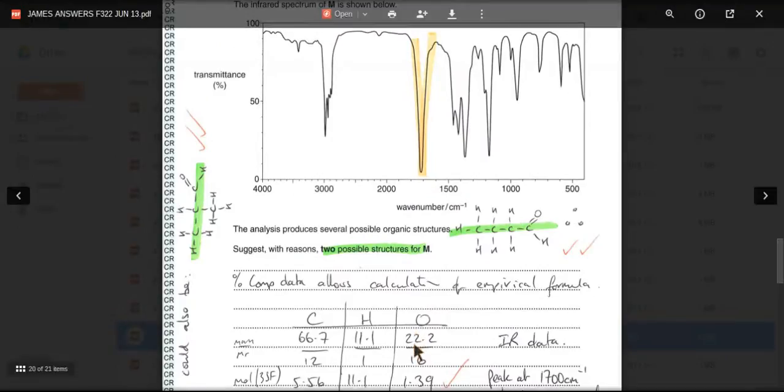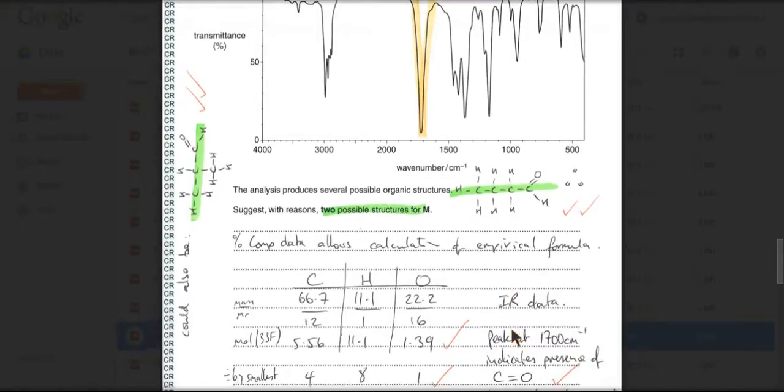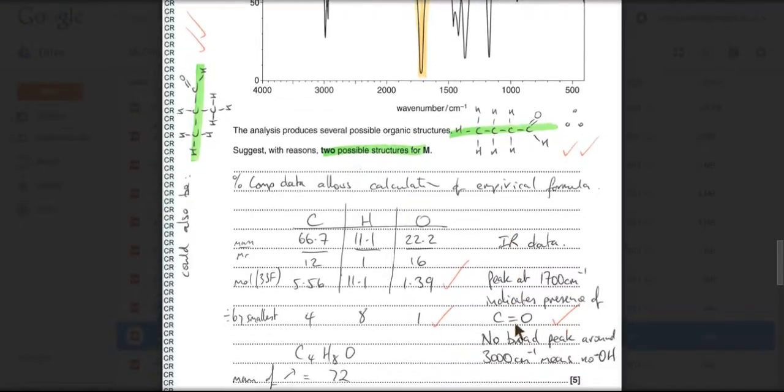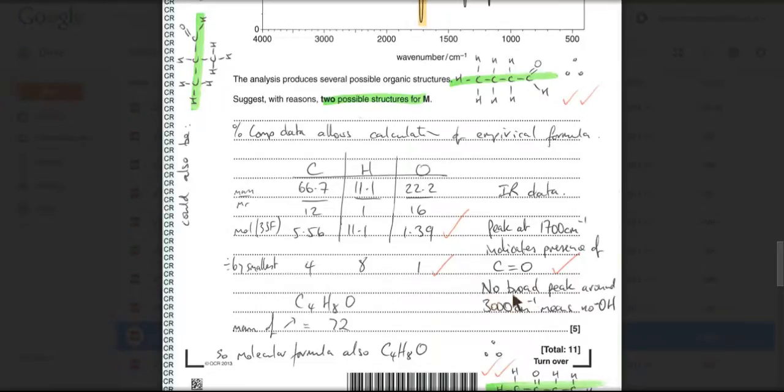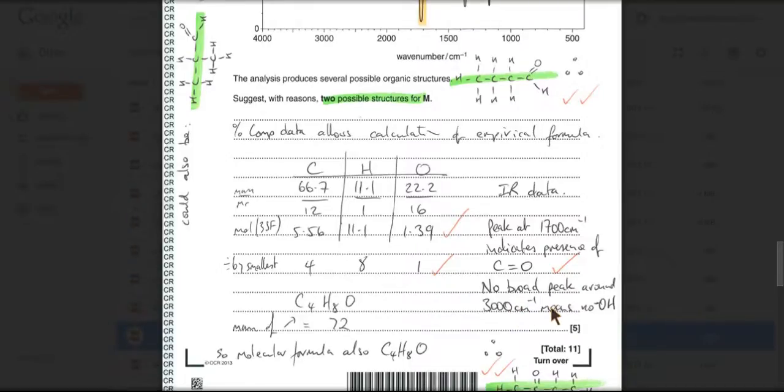The IR data told us that there's a C=O. Make sure you tell the examiner how you know. A peak at 1700 cm-1 indicates the presence of a C=O. And it might be worth putting the fact that there's no broad peak in the 3000 region means there isn't an OH in this molecule.